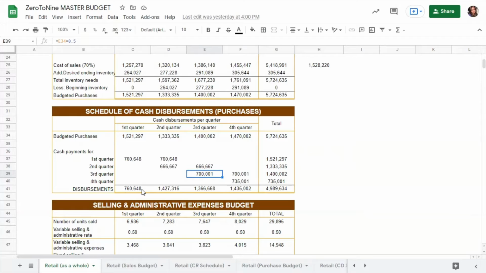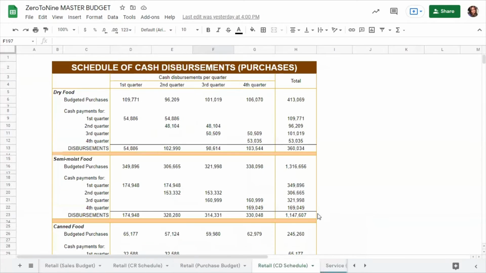For the first quarter, 760,648. For the second quarter, 1,427,316. For the third quarter, 1,366,668. And for the fourth quarter, 1,435,002 pesos. Thus, our total disbursement for all products in our retail operation is 4,989,634. We total that. Now, to show you our per product computation, we move now to another sheet again.